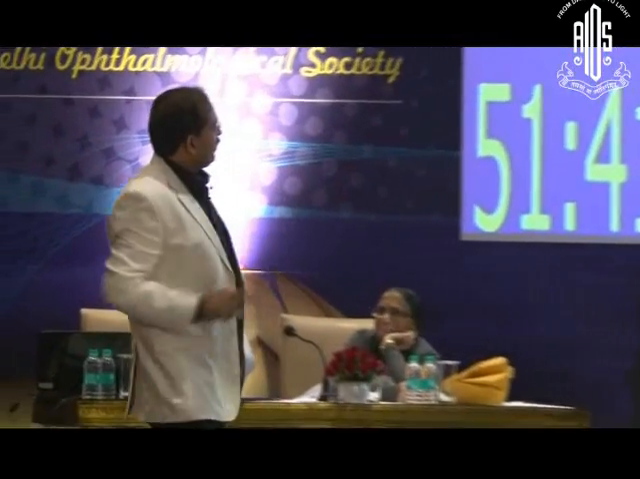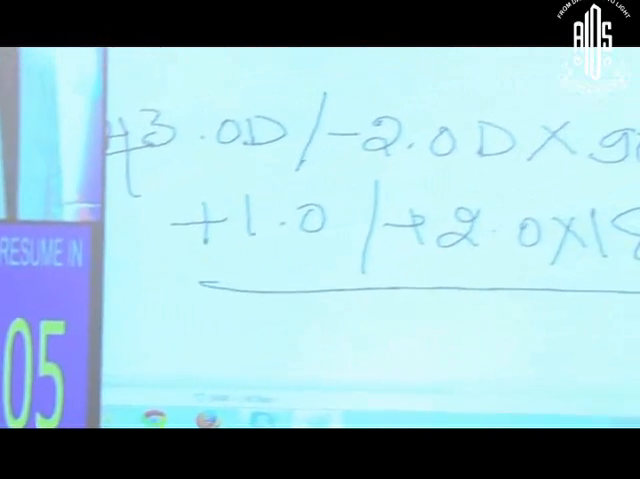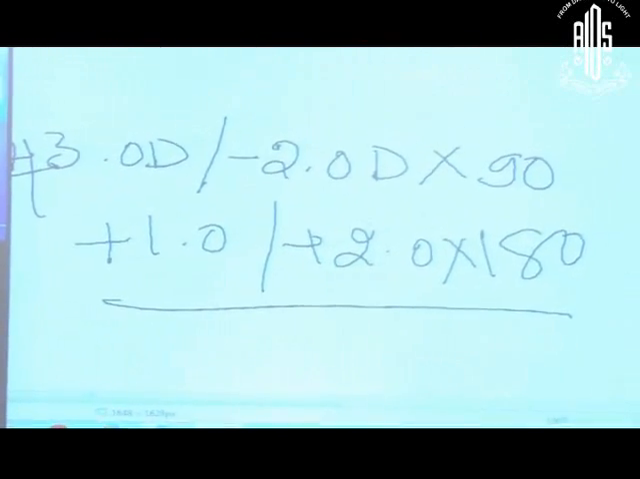Can somebody transpose this? This is plus 3 anyway. If you transpose, how do you transpose? Take the algebraic sum of the sphere and cylinder. What is the algebraic sum? Plus 3 minus 2 is how much? Plus 1. And change the sign of the cylinder, so it becomes plus 2. And the 90 becomes 180. So what is this astigmatism? It's a compound hyperopic astigmatism.